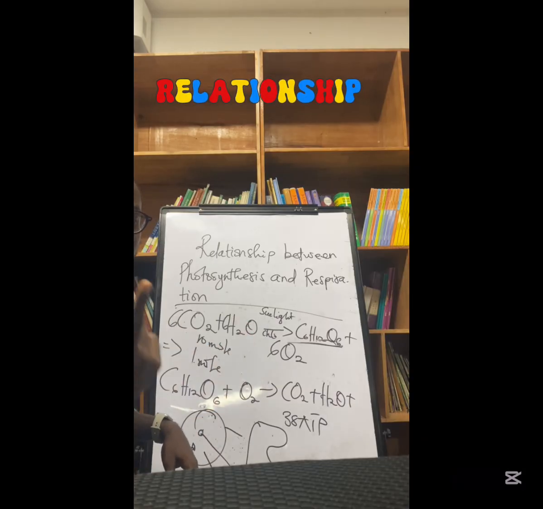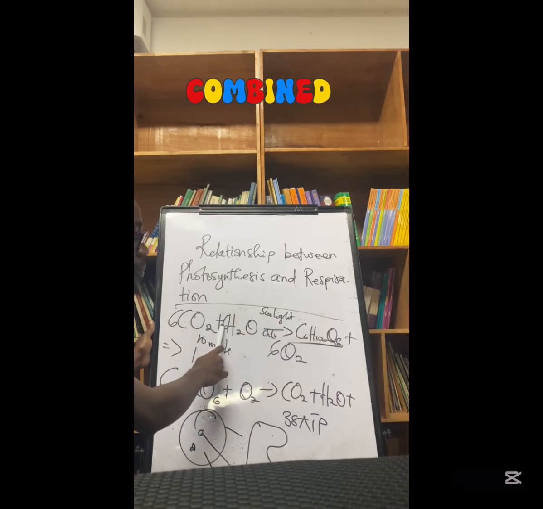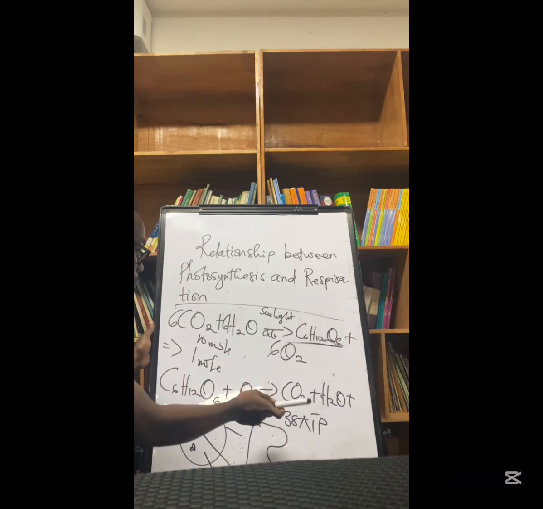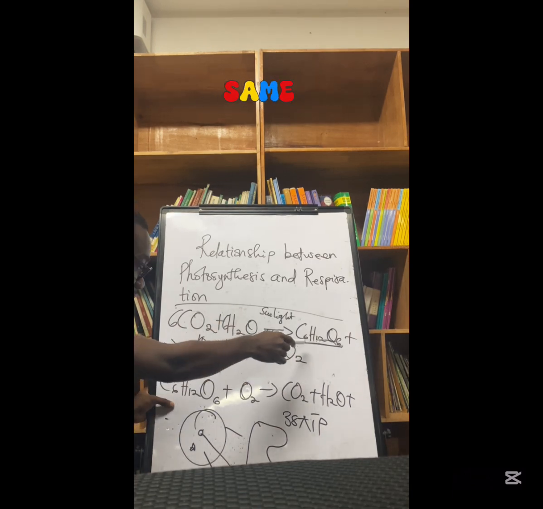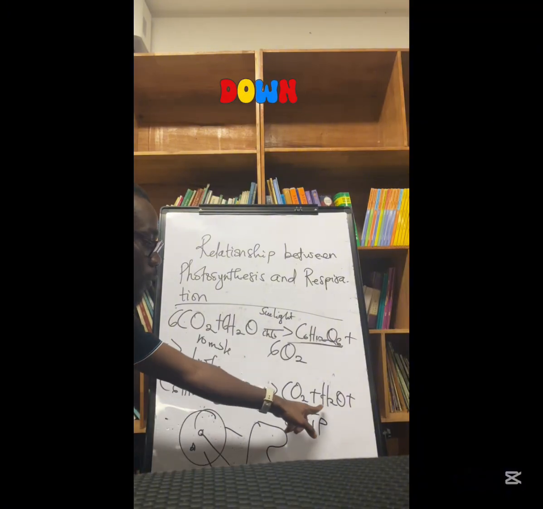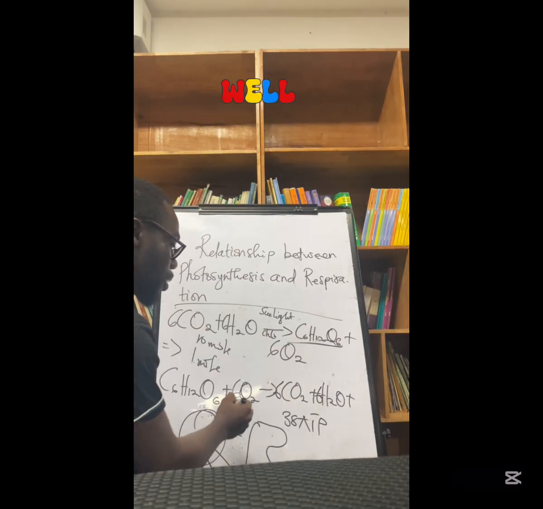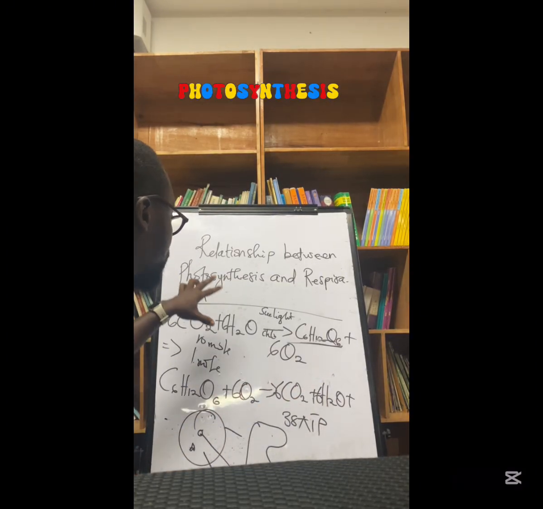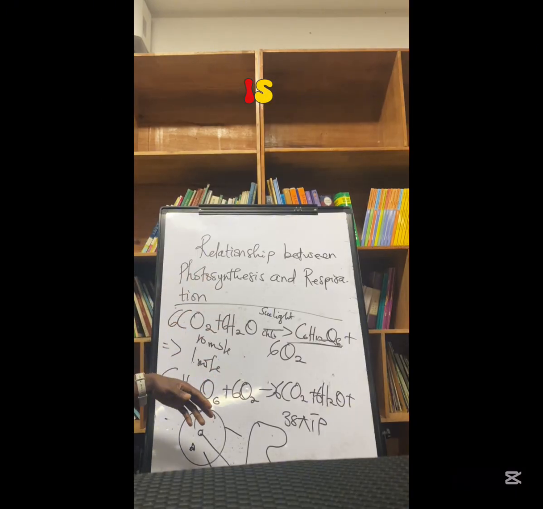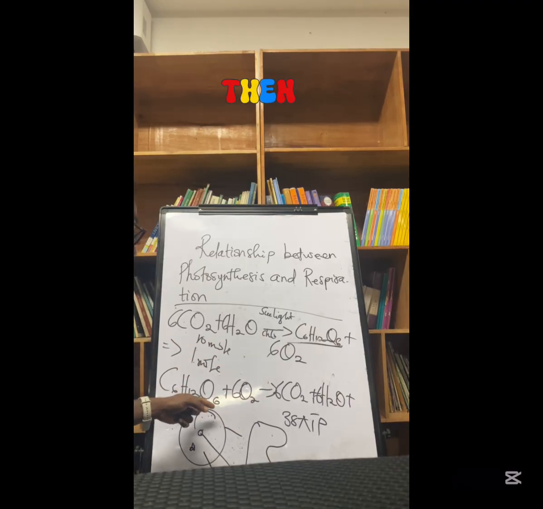So let's look at the relationship here. Now look at simple inorganic substances being combined to form complex organic substance. But in respiration, these same complex organic substances with the help of oxygen are being broken down to produce the simple inorganic substances as well. Therefore, the relationship between photosynthesis and respiration is that plants will produce the food, and then respiration will break down the food for us.